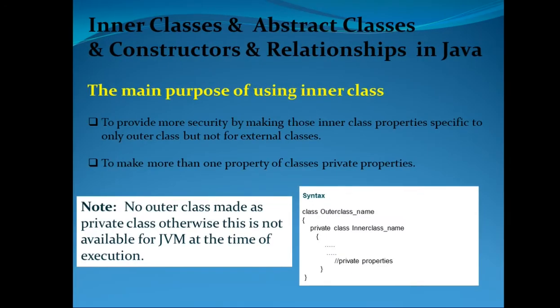The next topic is the main purpose of using inner classes: to provide more security by making those inner class properties specific to only the outer class but not for an external class, and to make more than one property of a class private. So this is the syntax for making the property of an inner class private. Please note this syntax, and take note that no outer class can be made private, otherwise it is not available to the JVM at the time of execution.